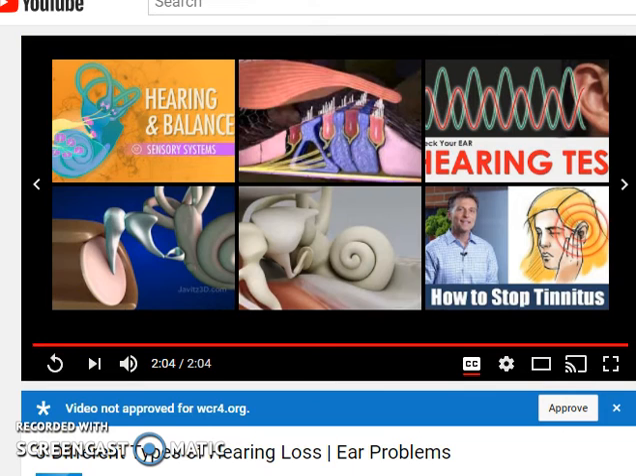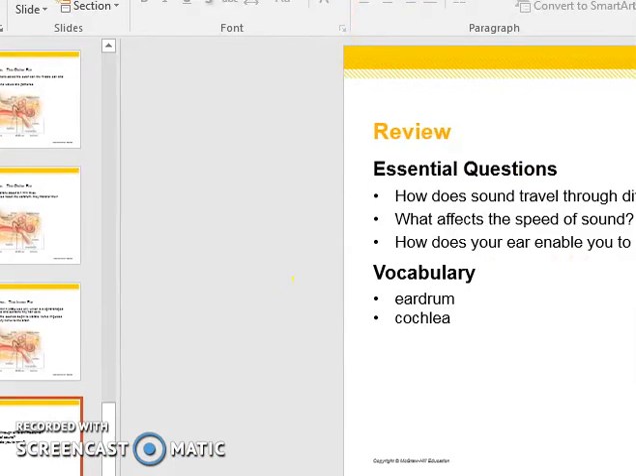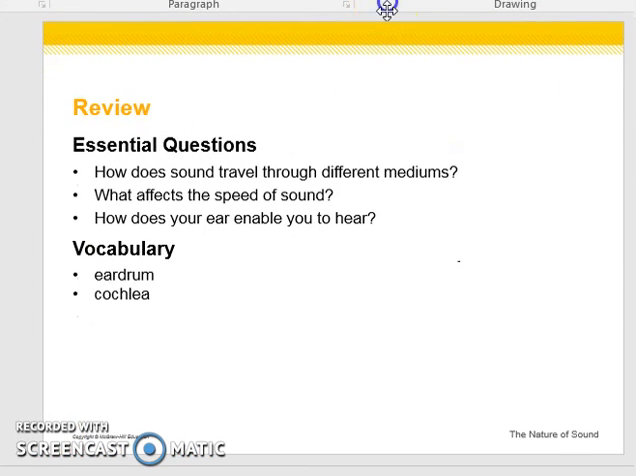Okay, so what I would like you to do, what you need to do in your notes is write down just a little blip about each of those three types of hearing loss and have that in your notes so that I can check it.